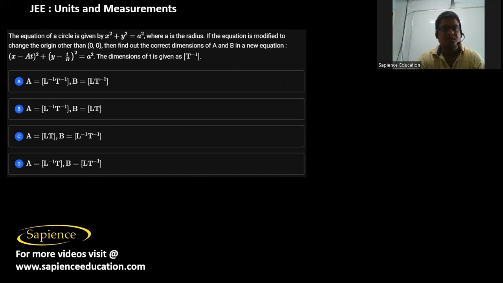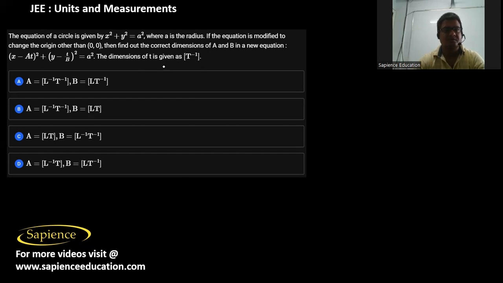And here it is told the equation of a circle is given by x square plus y square equals a square, where a is the radius. If the equation is modified to change the origin other than 0 comma 0, then find out the correct dimensions of a and b in the new equation. The dimensions of t is given as T power minus 1.